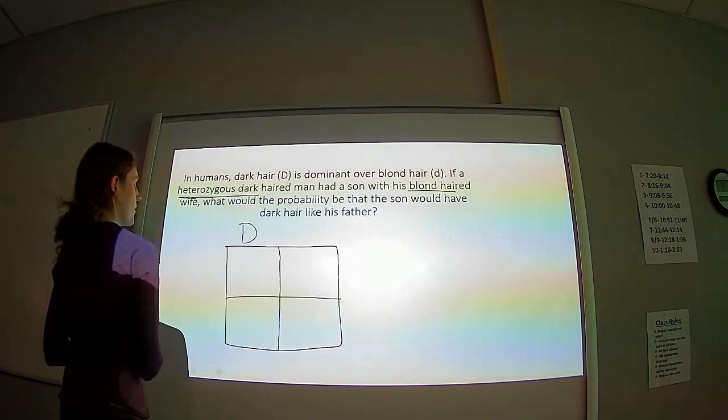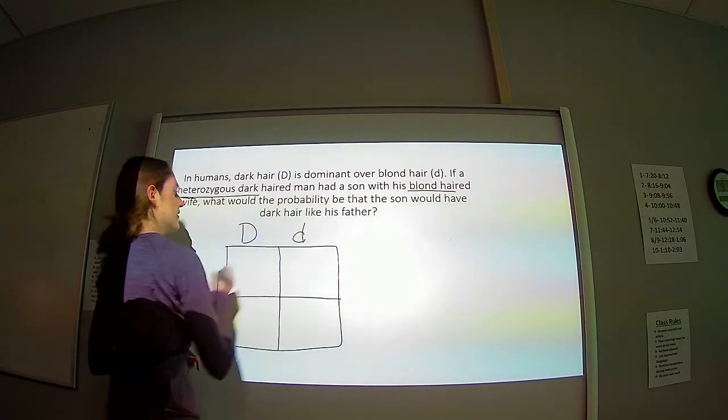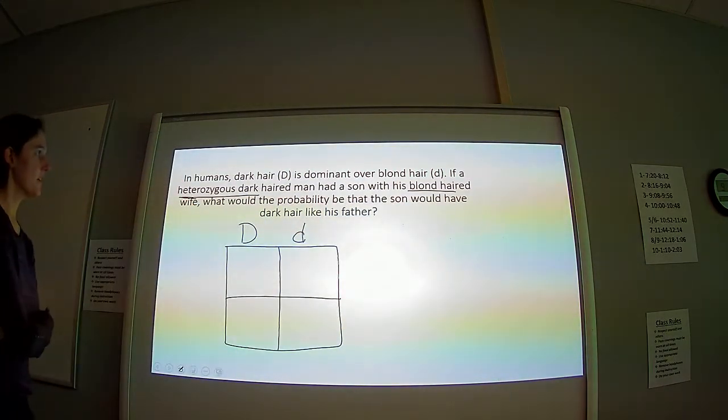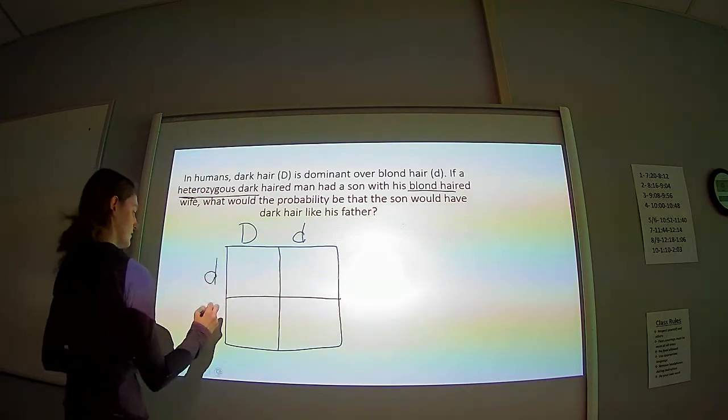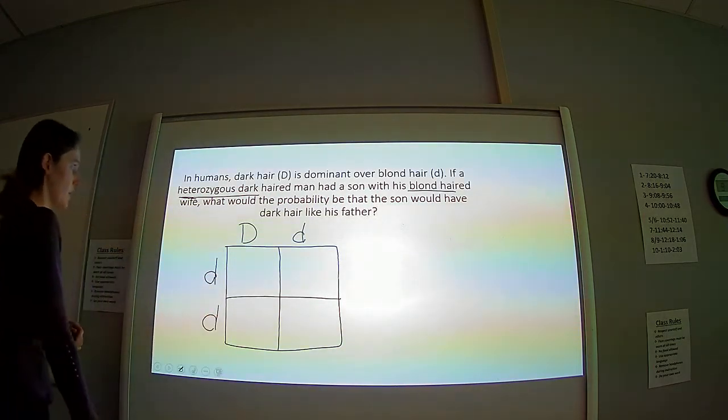So I'll put dad up top. Since he's heterozygous, he is going to have one of each. And the mother is blonde. So she's going to be homozygous recessive.